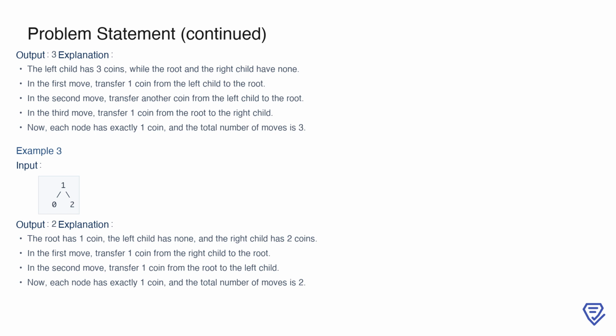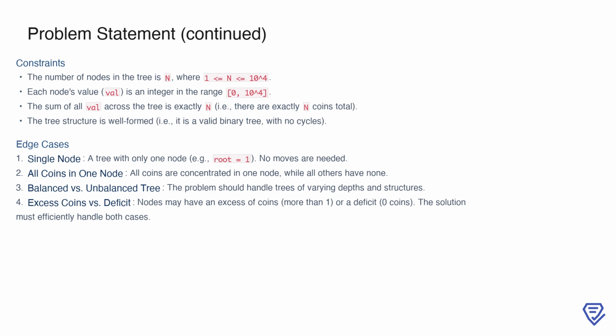These examples illustrate different scenarios where coins are either concentrated in one node, or distributed unevenly across the tree, and show how the minimum number of moves is calculated to balance the tree. Now, let's discuss the constraints and edge cases for this problem.